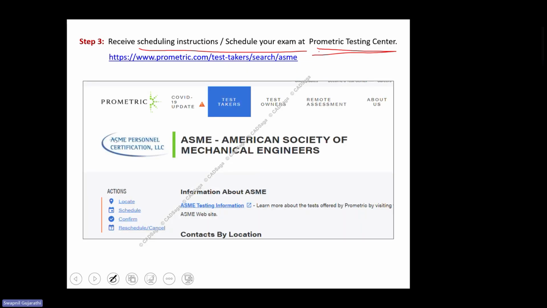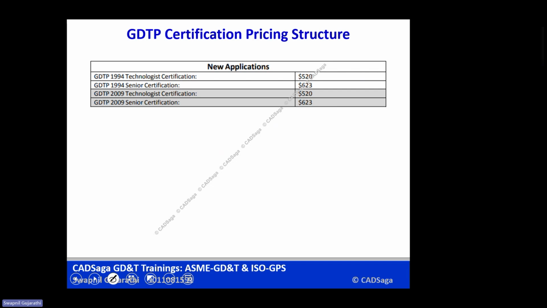So this is the Prometric website. You will go via this ASME PC Connect website, and then you will be able to book a slot there for the examination. Okay, this is the pricing structure. Now you will see ASME still offers examination as per the very old 1994 standard, technologist and senior level, and at the same time 2009 technologist and senior level. Fees are the same.